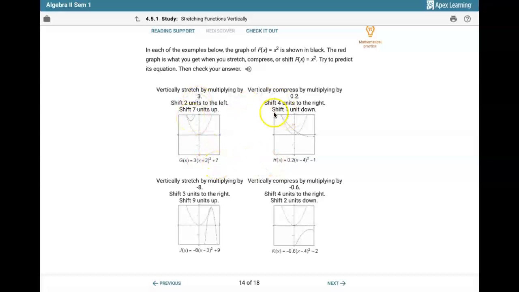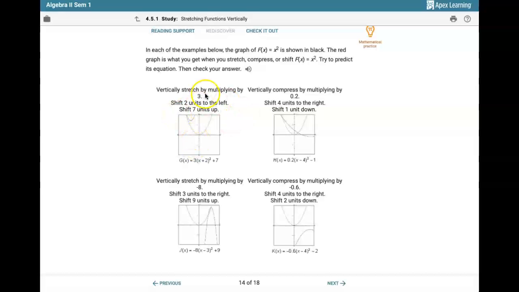Or we could work the other way. If we start with this, shift 1 unit down. That would mean x squared minus 1. We want to shift 4 units to the right, so now it's x minus 4. Then that quantity gets squared. And if we want to vertically compress it, we then multiply it by that 0.2 factor.